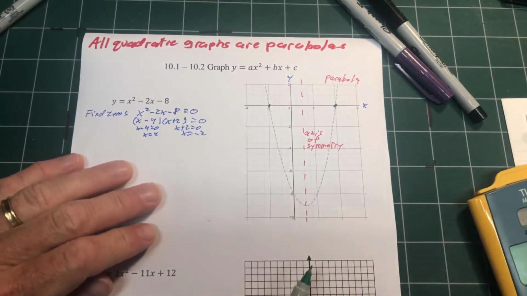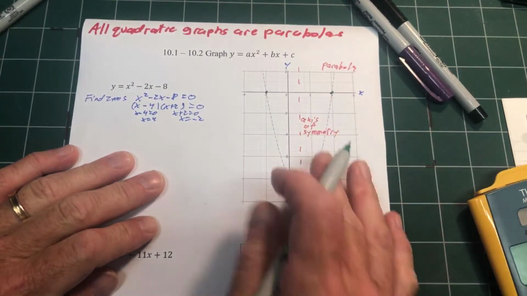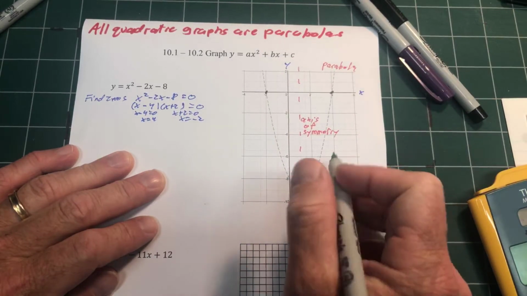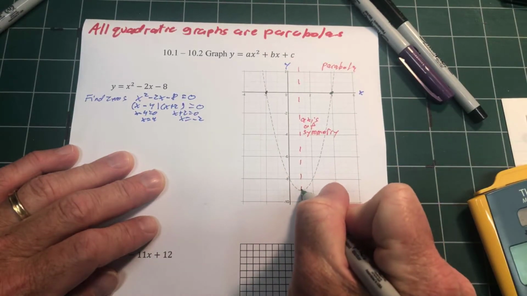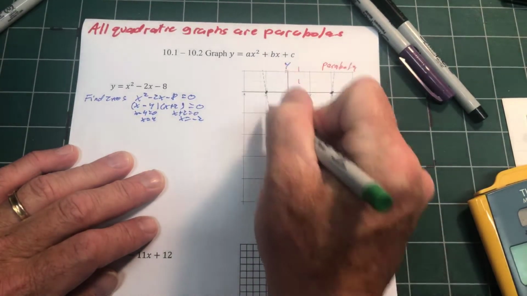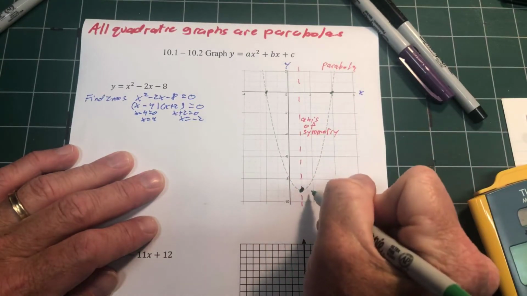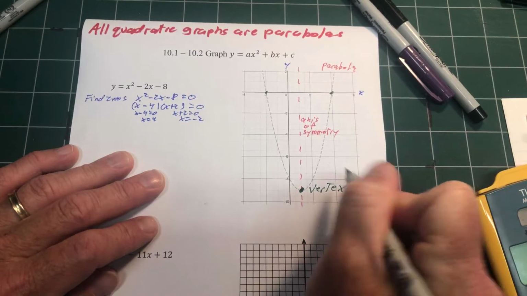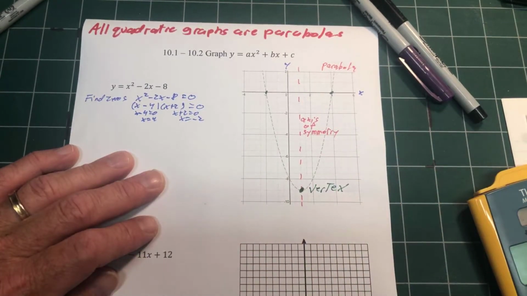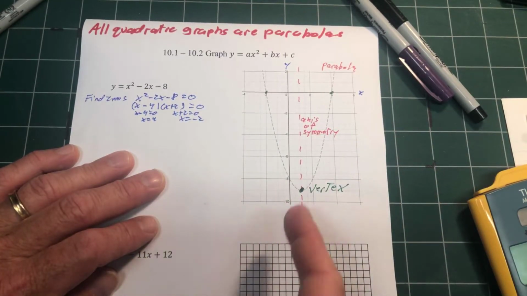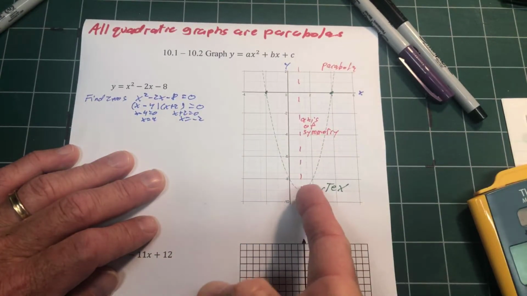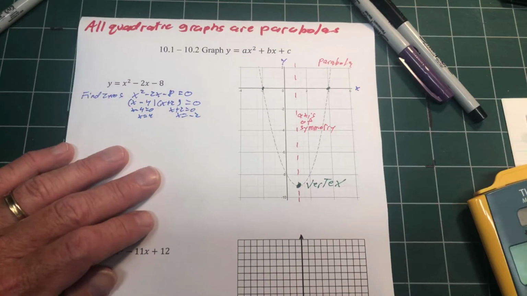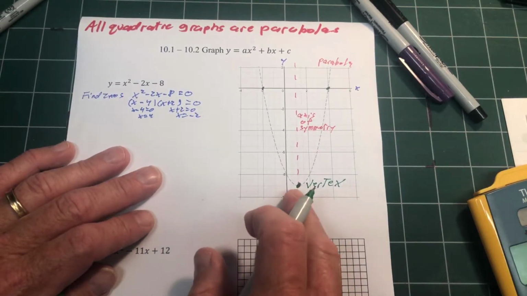But what the axis of symmetry does is it hits my parabola right down here at the very bottom of my parabola, which has a name called the vertex. And the vertex is where the axis of symmetry and the parabola hit each other. So they hit each other at the vertex. It's always either the very bottom, a minimum point, or the very top. If it's the other way, it's a maximum point.